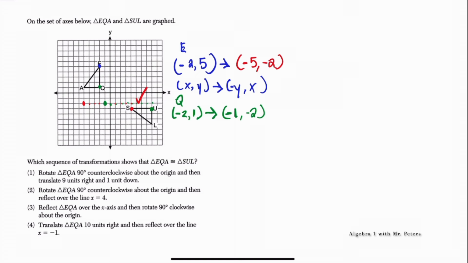So right off the bat, it seems like answer choice number 1 is going to be the best answer choice. And just remember that E should be on S, Q should be on U and A should be paired up with L. When we check E and Q, we see that those two do match up with the corresponding parts of the other triangle.